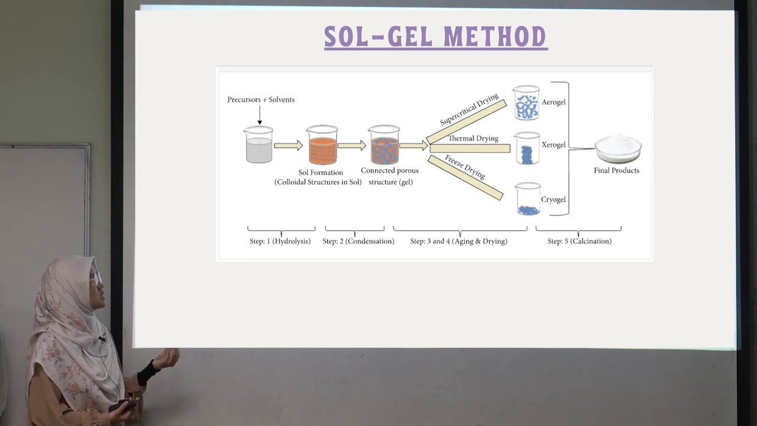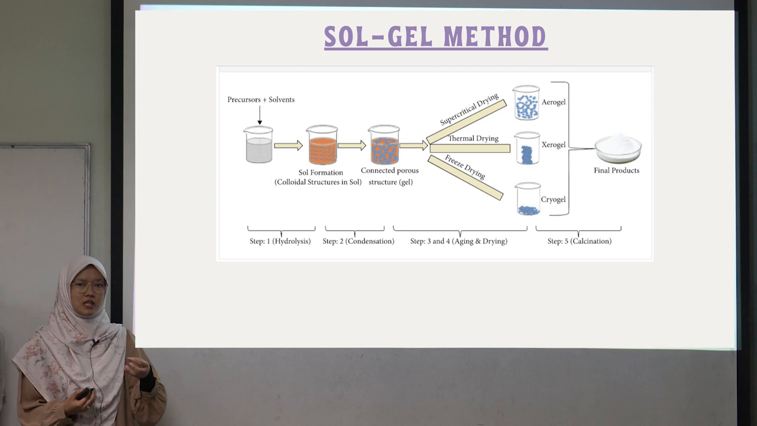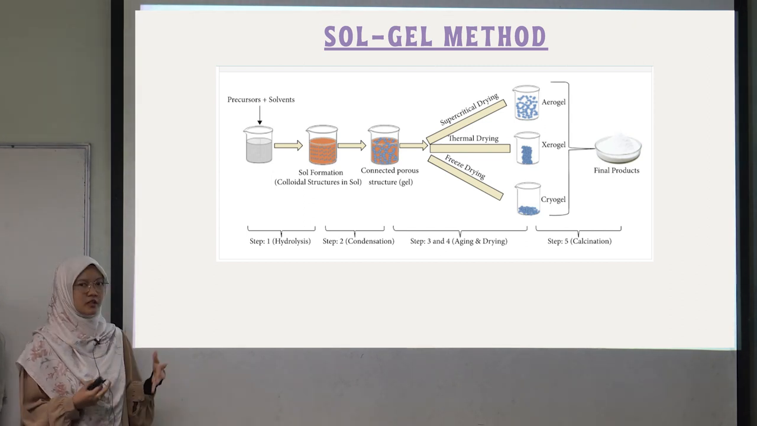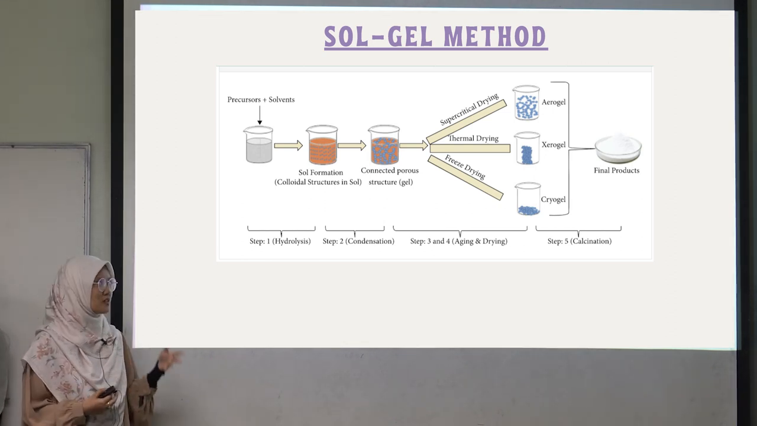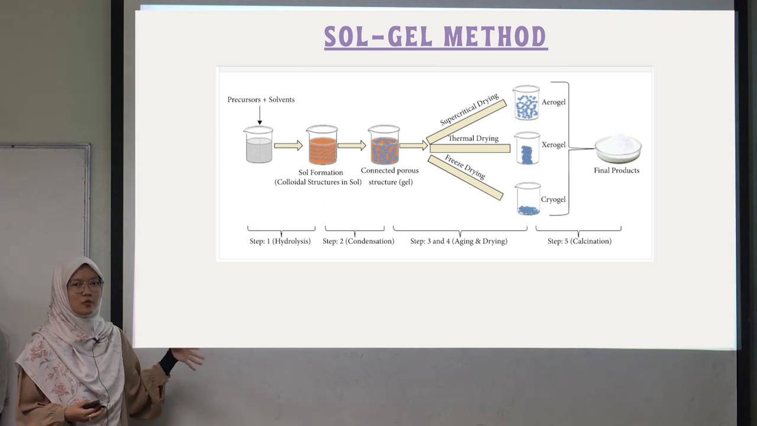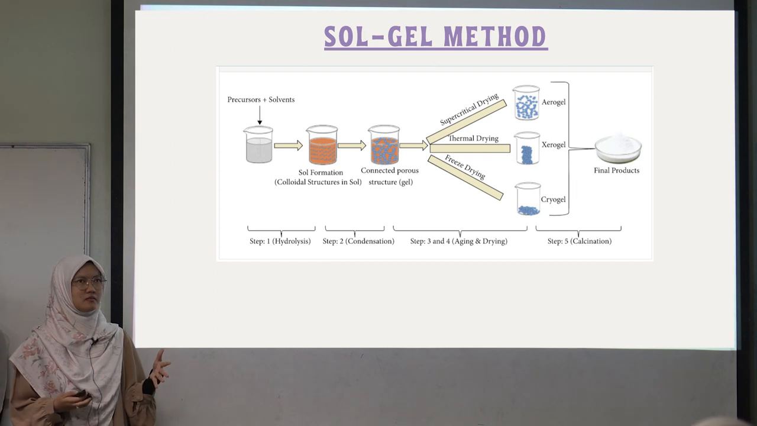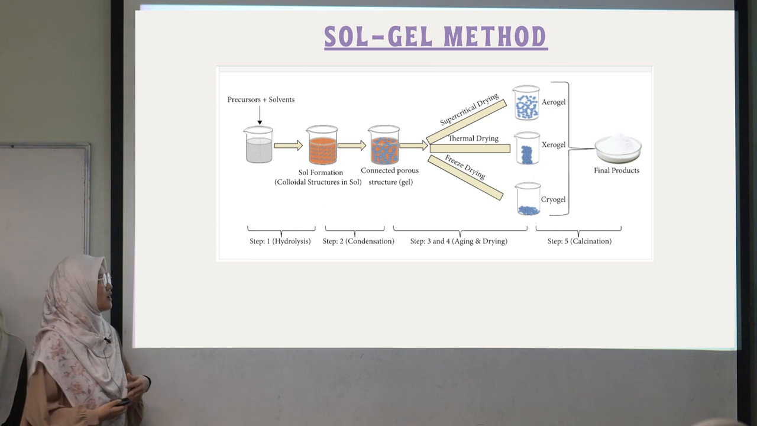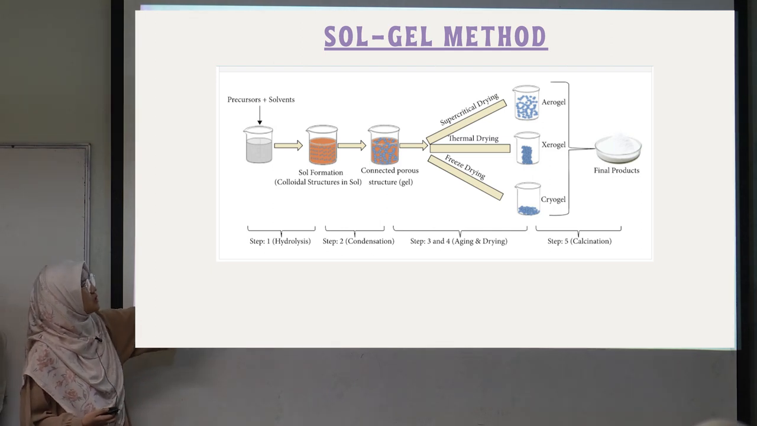Since the gel is obtained from the hydrolysis or alcoholysis, the product obtained will be wet or damp, so it needs to be dried with suitable conditions according to the desired products or the properties that they want to obtain. After the gel is dried, it will be powdered. This figure shows the overall process from the precursor to the gel.